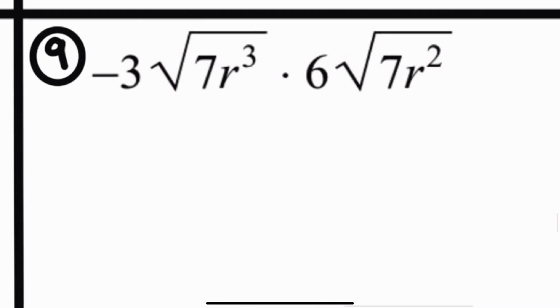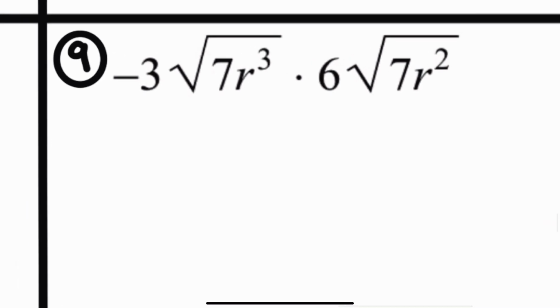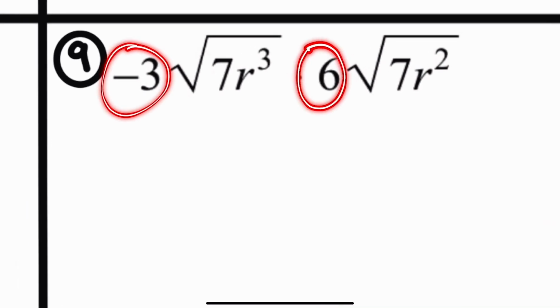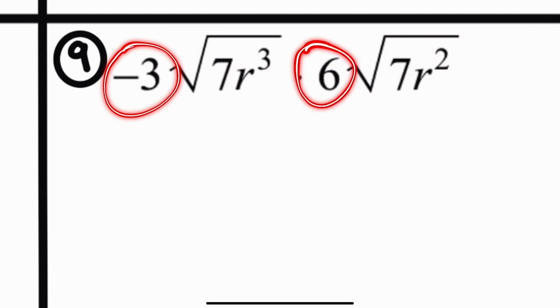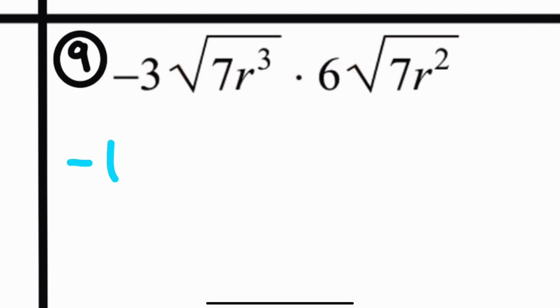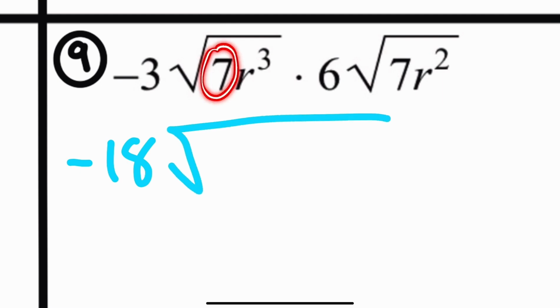I want to do number 9. Number 9 has all of the pieces. So it's got 2 numbers on the outside, it's got 2 numbers on the inside, and it also has 2 radicals. This is probably going to be like the toughest one that we see in class. So let's do this one piece at a time. I got my outside numbers first. Negative 3 times 6, that's going to give me negative 18. Radical. I need to multiply my inside numbers. I have 7 and 7, that's going to be 49.